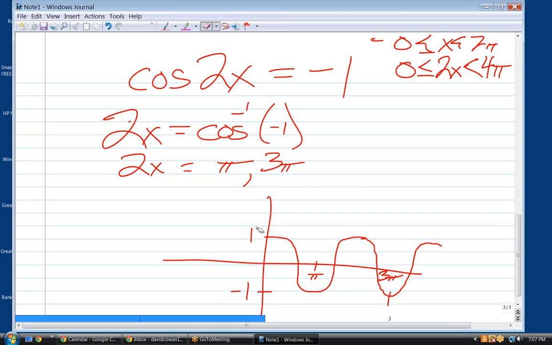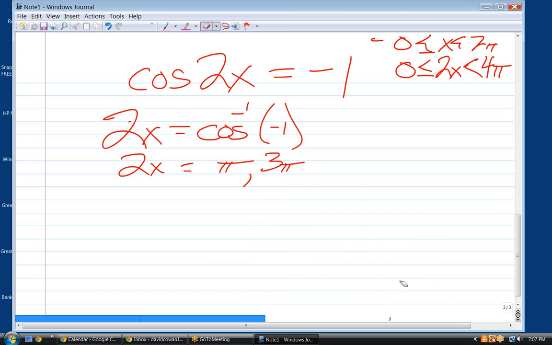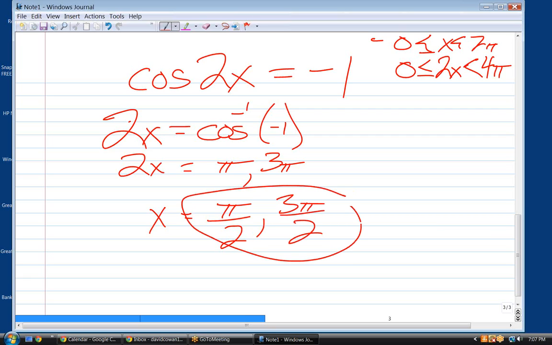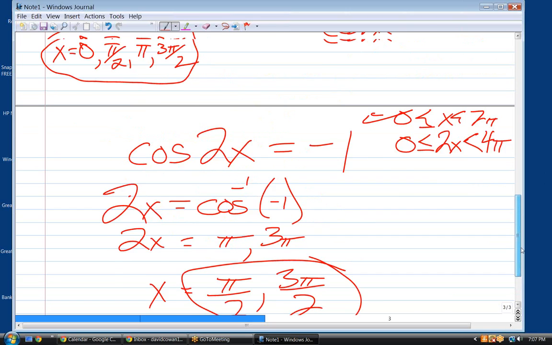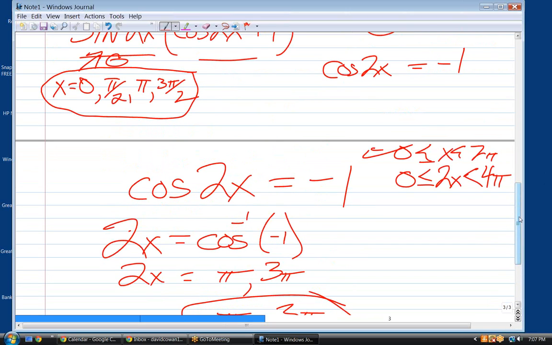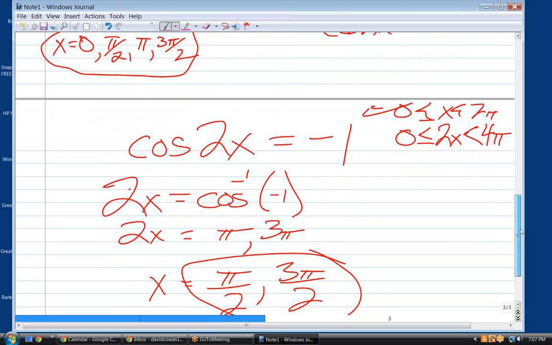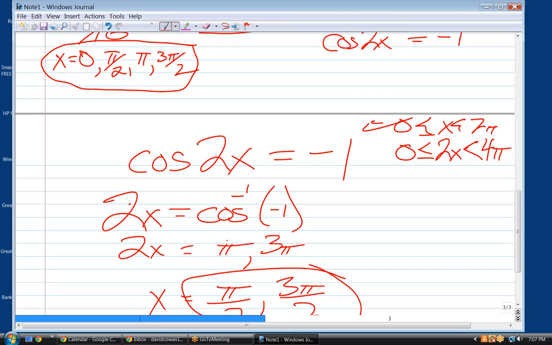And now I'm ready to figure out my answer by dividing both sides by 2. So solving for x gets me pi over 2 and 3 pi over 2, both of which are inside my original domain. So these two answers, along with those 4 answers, see we have some overlap there. So actually these 4 answers cover both ends of it. Those 4 solutions right there.